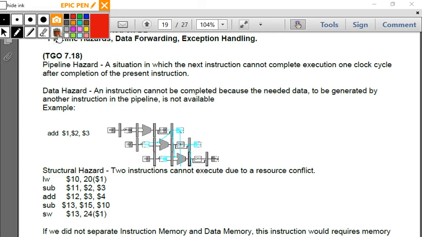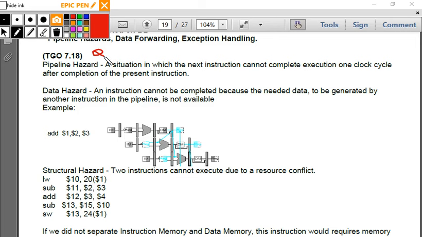This problem here, 7.18, will be a relatively big problem on your exam. Define pipeline hazard, and then state and define the 3 types of pipeline hazards, and give an example of each. So, a pipeline hazard is a situation in which the next instruction cannot complete 1 cycle after the other. Data hazard: an instruction cannot be completed because the needed data to be generated by another instruction in the pipeline is not yet available.